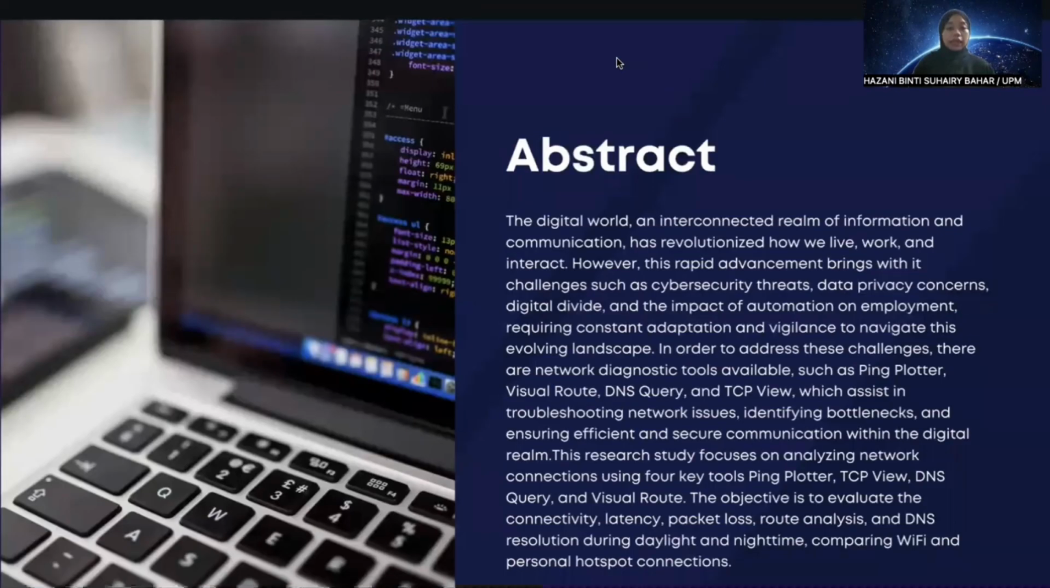The digital world and interconnected realm of information and communications has revolutionized how we live, work, and interact. However, these rapid advancements bring with them challenges such as cybersecurity threats, data privacy concerns, the digital divide, and the impact of automation on employment, requiring constant adaptation and vigilance to navigate this evolving landscape.